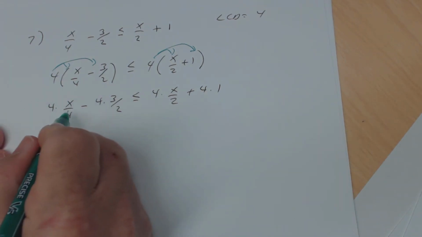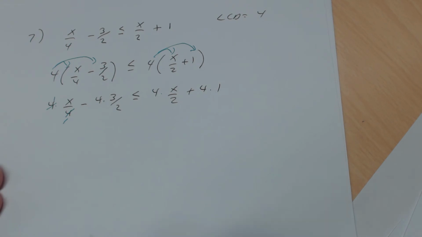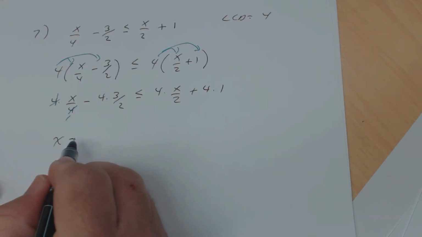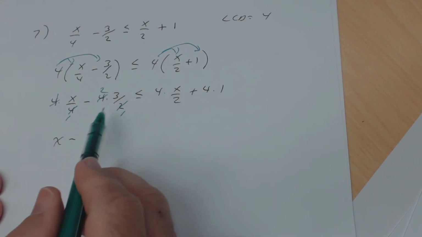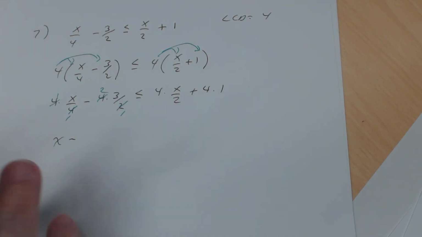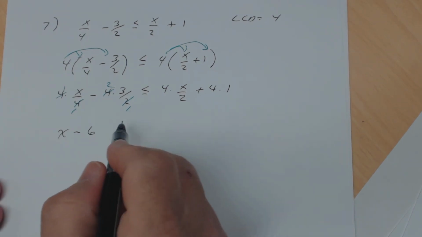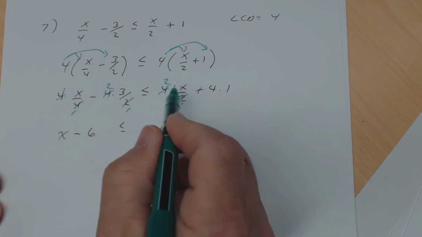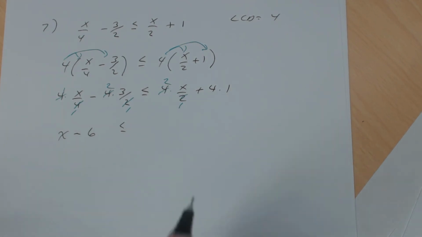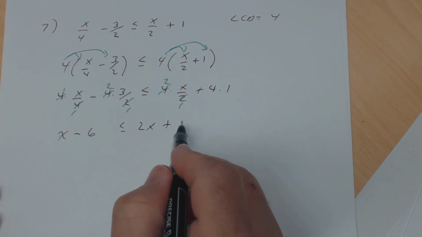So you say 4 into 4 is 1, 4 into 4 is 1, and so that's 1 times x is x. Over here, minus, so you're subtracting. 2 into 2 is 1, 2 into 4 is 2, but 2 times 3 is 6. It's less than or equal to 2 into 2 is 1, 2 into 4 is 2, 2 times x is 2x, plus, and then 4 times 1 is 4.